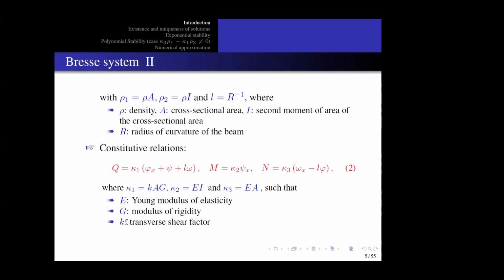Then we also have some physical constants involved in the equations, where R is the radius of curvature, because the Bresse system, sometimes called the arc or arch system, takes the bending into consideration. So you have a curvature and a radius of curvature. Here L is 1 over R. If you have no curvature, then R will be infinity and L equal to 0, and we will see the Bresse system reduces to the well-known Timoshenko system. The other quantities like E, G, K are physical constants like Young's modulus, modulus of rigidity, transverse shear, and so on.